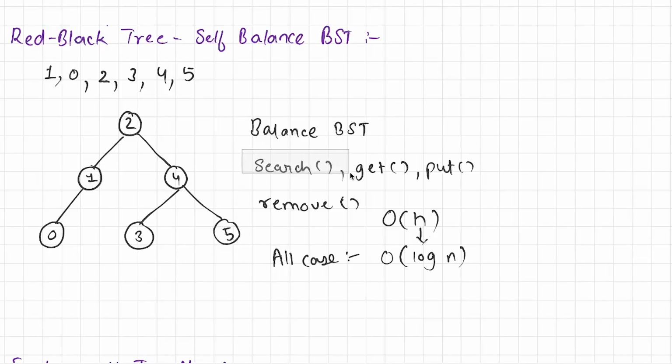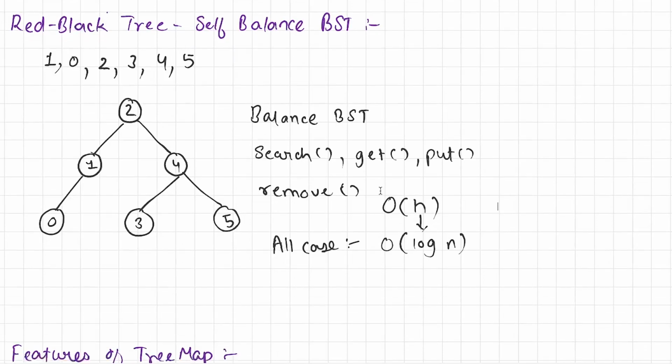And if you perform the search, get, put and remove operation, it takes big O of h time in all the cases, in worst case, in best case and in average case. And what is h in binary search tree? H is nothing but the height of binary search tree. And how do we compute the height of binary search tree? It's simply log of n, where n is the number of elements in the tree. So we can say that in all the cases, red-black tree takes big O of log n time to search, get, put and remove operations. And this is what we want.